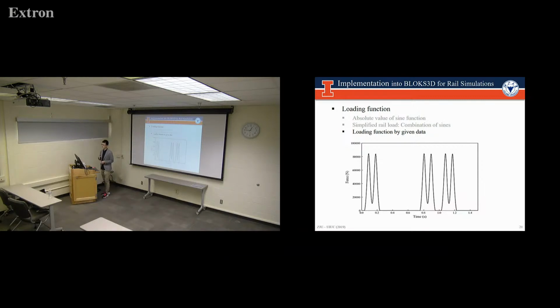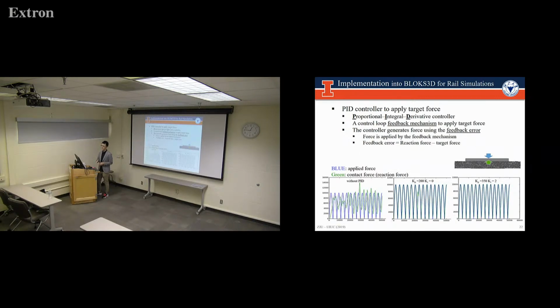Once we have these loading functions, we want to make sure that the force applied on the tie is the same as the reaction force made by the ballast particles. This is where the second implementation, the PID controller, comes to mind. PID stands for proportional integral derivative controller, and it is a control loop feedback mechanism to apply the target force. The controller decides the magnitude of force to be applied on the tie using a feedback error.